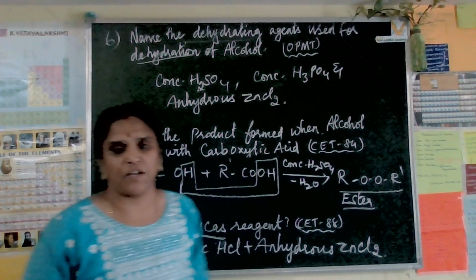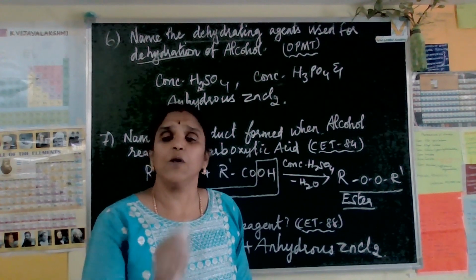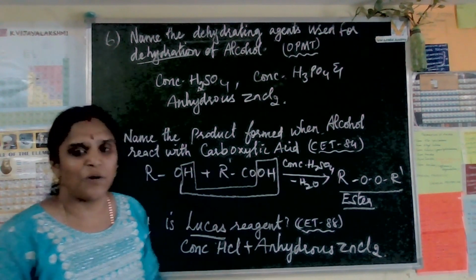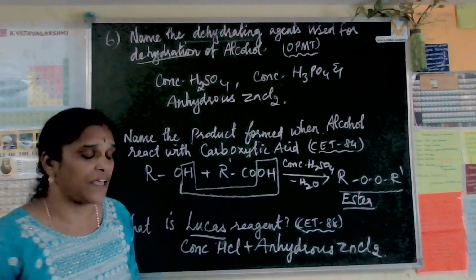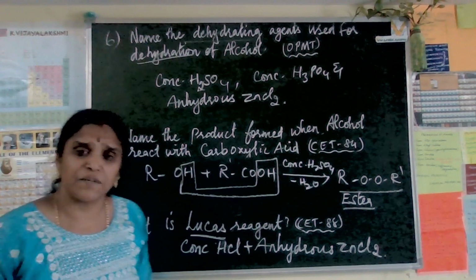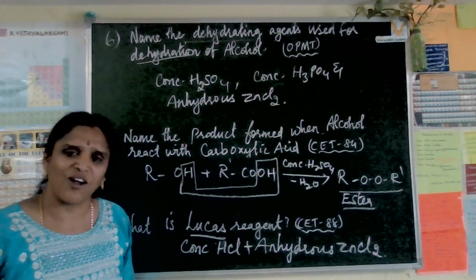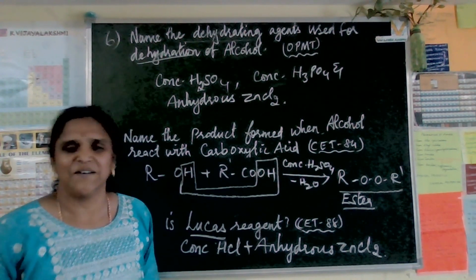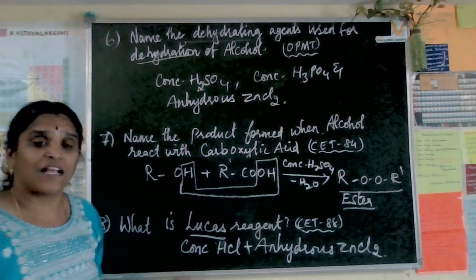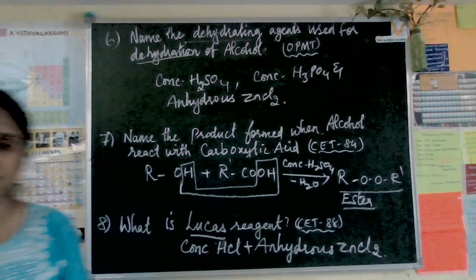Now one more question: give one test for ethyl alcohol. You can write Lucas reagent, which can identify whether it is a primary, secondary or tertiary alcohol. Ethyl alcohol, is it primary, secondary or tertiary? Please write it in my comment box. Hope you understand all these questions. Come on, let us go for some more important questions.